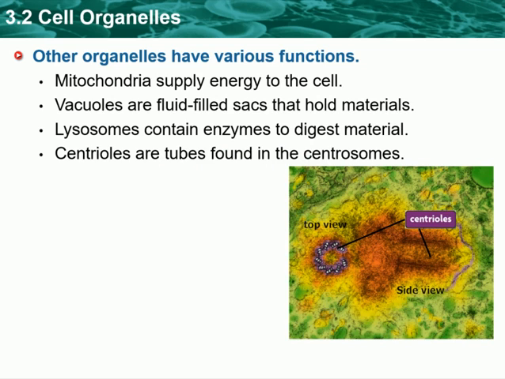The centrosome is a small region of cytoplasm that produces microtubules. In animal cells, it contains two small structures called centrioles. Centrioles are cylinder-shaped organelles made of short microtubules arranged in a circle. The two centrioles are perpendicular to each other, as is shown on the screen here.